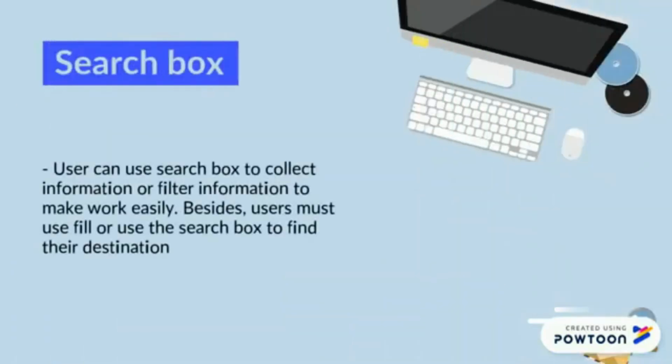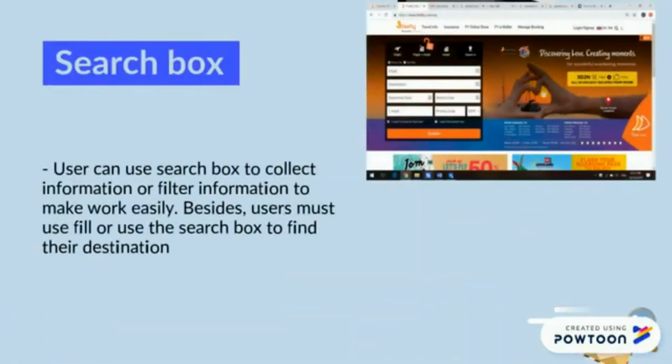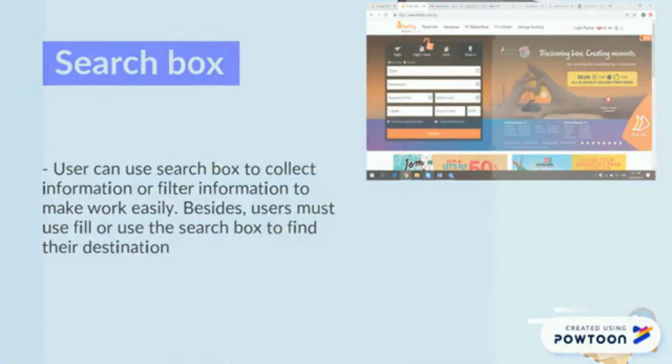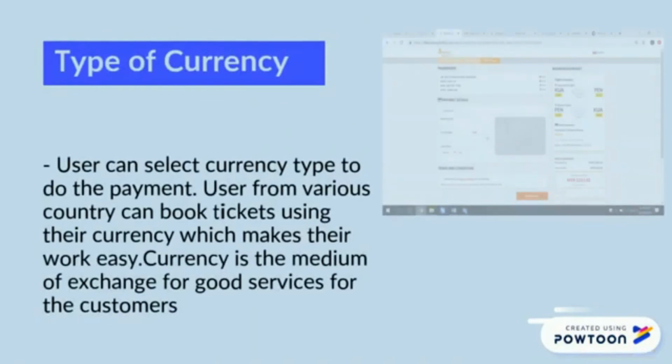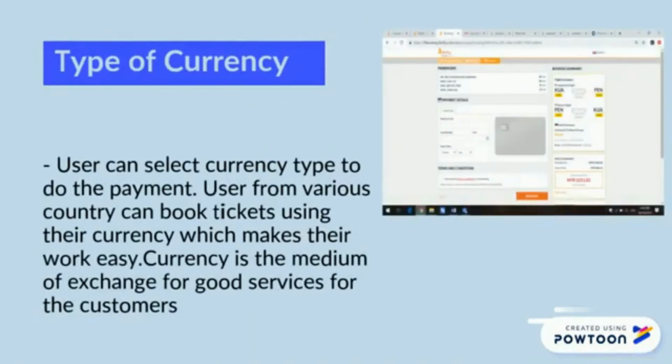The first functional requirement is the search box. Users can use the search box to collect information or filter information to make work easier. Besides, the user must fill in or use the search box to find their destination. The second functional requirement is type of currency. Users can select the currency type to do the payment. Users from various countries can book tickets using their currency, which makes their work easy.